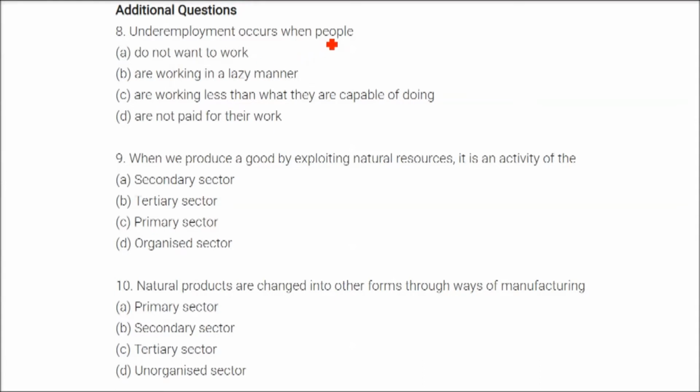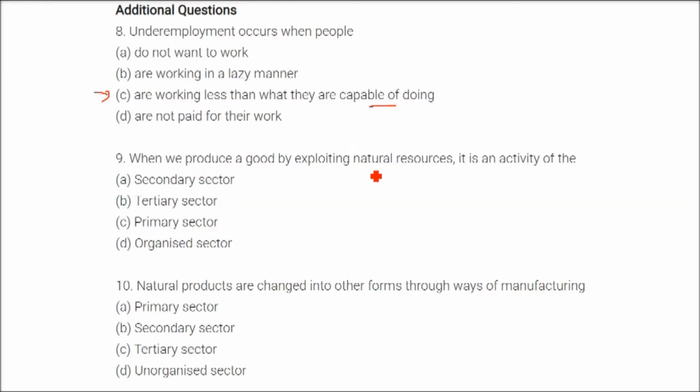Underemployment occurs when people seem to be working, but not in that way. They are not putting in all their effort, or their effort is not being utilized. So the answer is they are working less than what they are capable of doing.